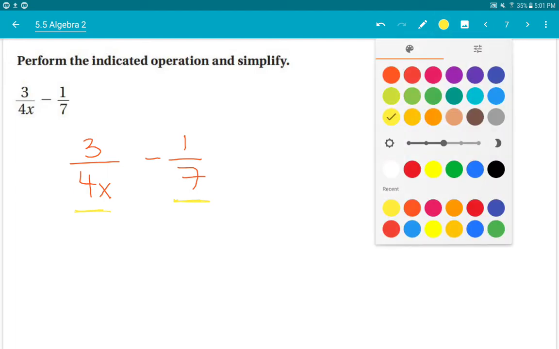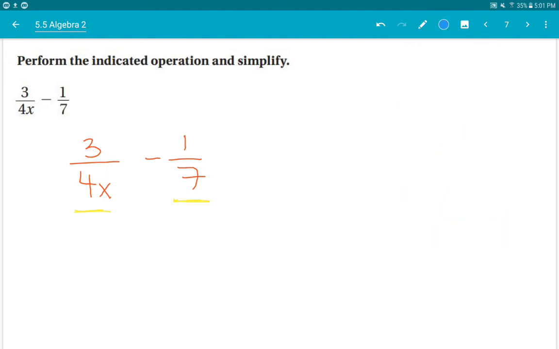So what we're actually going to do is multiply this right-hand side by 4x over 4x. Notice that 7 times 4x will give me 28x. And then I'm going to multiply the left-hand side here by 7, and that's going to give me my common denominators. Now, when you're adding or subtracting, first convert your numerators, and then you can add or subtract. What I mean by that is multiply it out first.